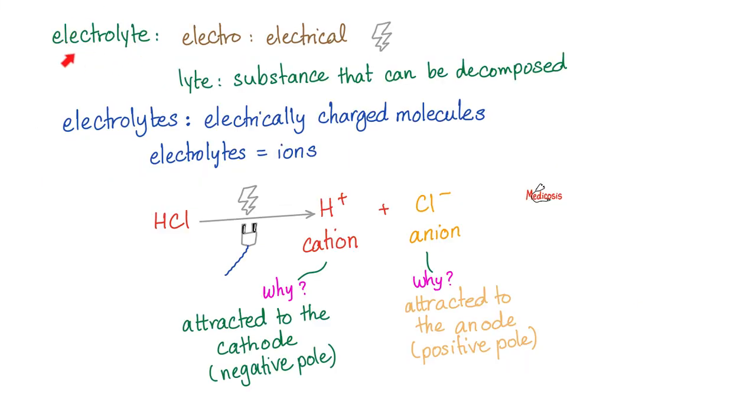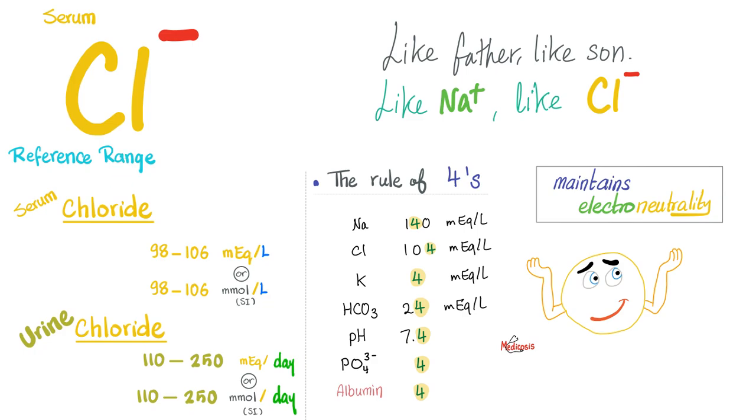Chloride is an electrolyte. What does that mean? Electro means electrical, lysis means decomposition, which means these are molecules that can be decomposed into positive charges and negative charges. Look at that. That's an anion, which means it's an electrolyte. Separation via electricity. To remember the serum chloride level, just remember my rule of fours. What's the normal sodium in the blood? 140. How about chloride? Just 104.